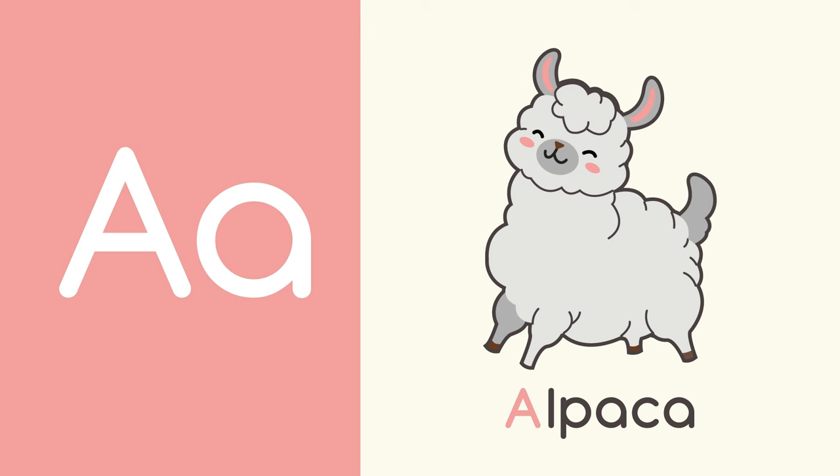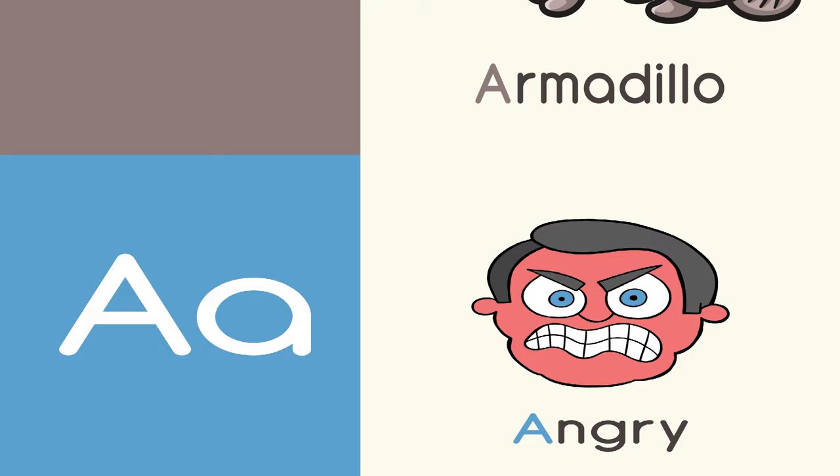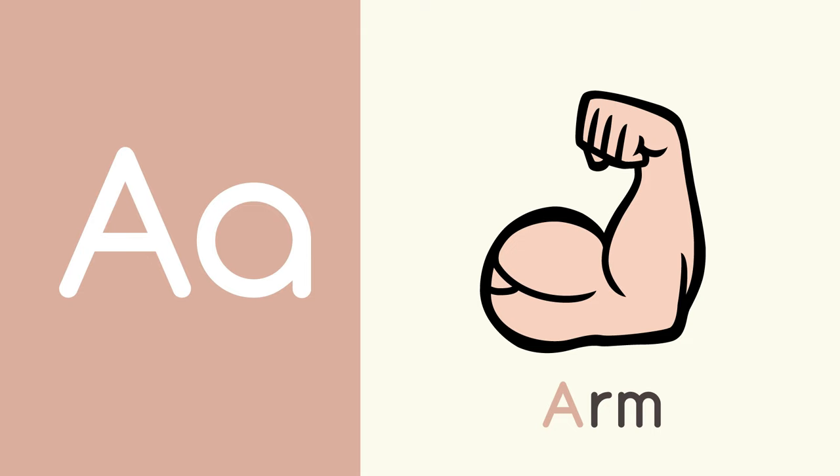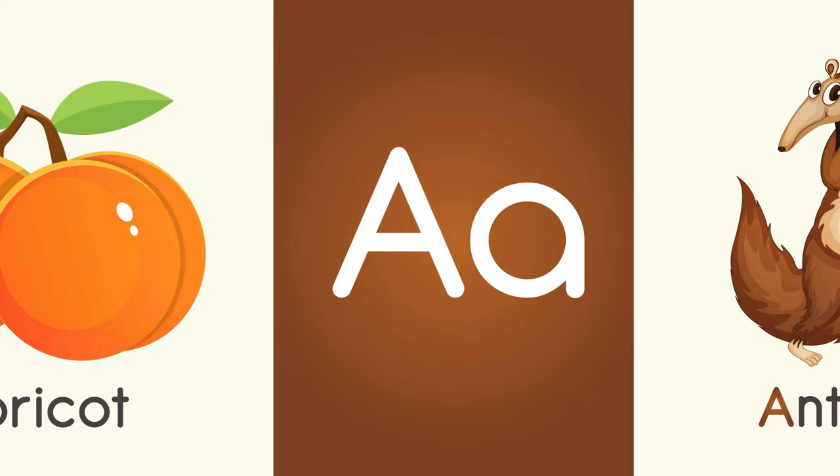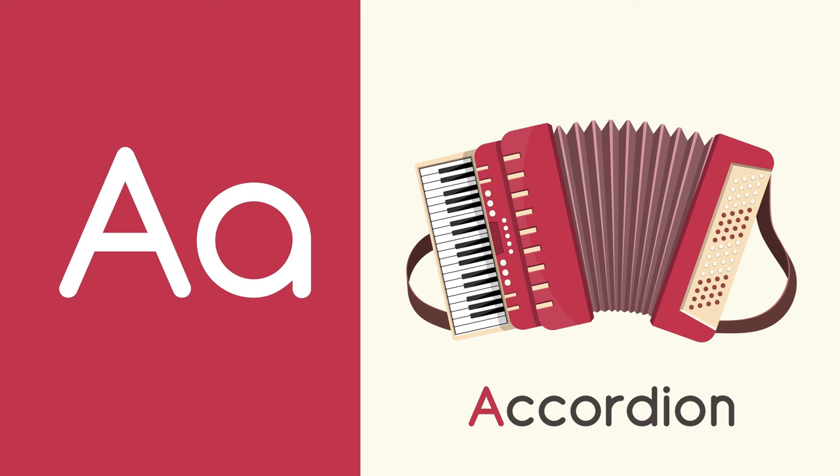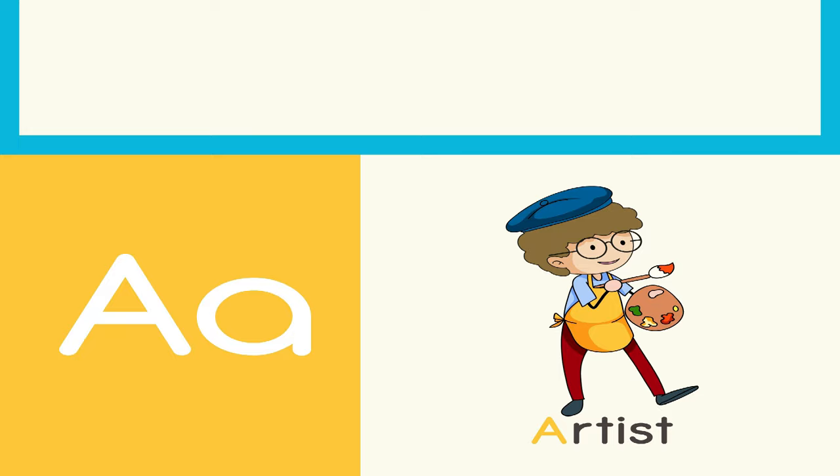A is for alpaca. A is for angry. A is for armadillo. A is for arm. A is for anteater. A is for apricot. A is for accordion. A is for artist.